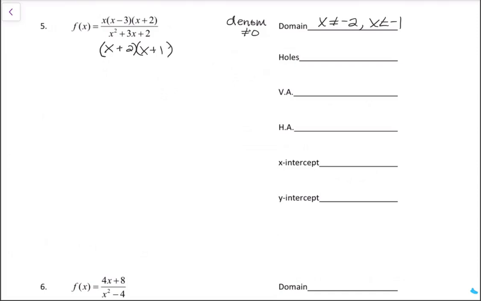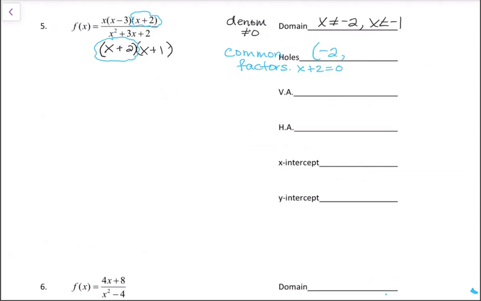Now for the holes, remember that what I want to look for now are common factors of my numerator and my denominator, and any common factors that they have are going to be holes in my graph. I do notice that I've got an x plus 2 in my denominator and an x plus 2 in my numerator. So this graph does have a hole in it. And the x value of the hole is going to be where I set that common factor equal to 0 and solve for x. So the x value of the hole is -2.